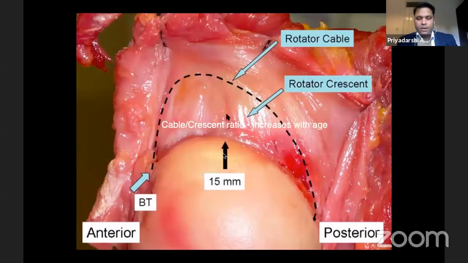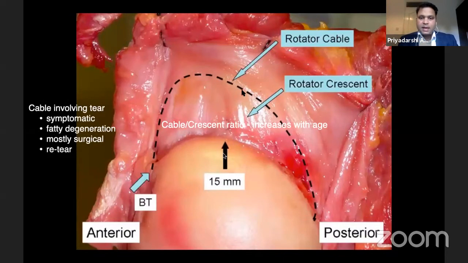Further on, studies have shown that in young age, the rotator crescent is quite thick while the cable is thin, but as age progresses, the crescent becomes thinner and the cable becomes thicker and thicker. That's why the cable crescent ratio increases with age. And that probably explains the amount of degenerative tear which we find in the crescent area.